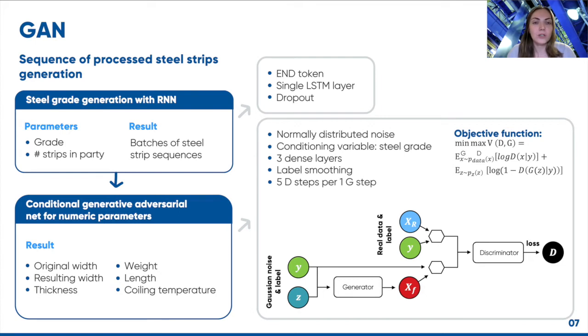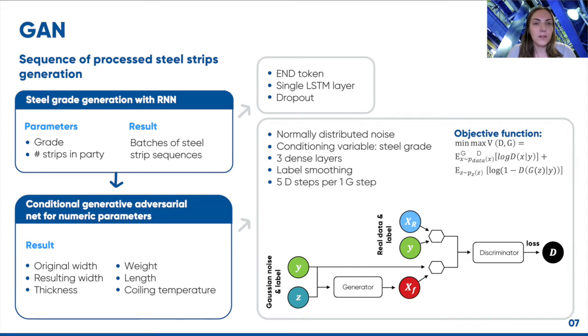Secondly, to enrich our group of strips with appropriate numeric parameters, we created a conditional GAN using steel grades as a parameter to condition the desired output on. The architecture of a GAN includes two neural networks, a generator and a discriminator, who compete with each other, playing a minimax game. The main idea here is to use supervised learning in assistance to unsupervised learning.